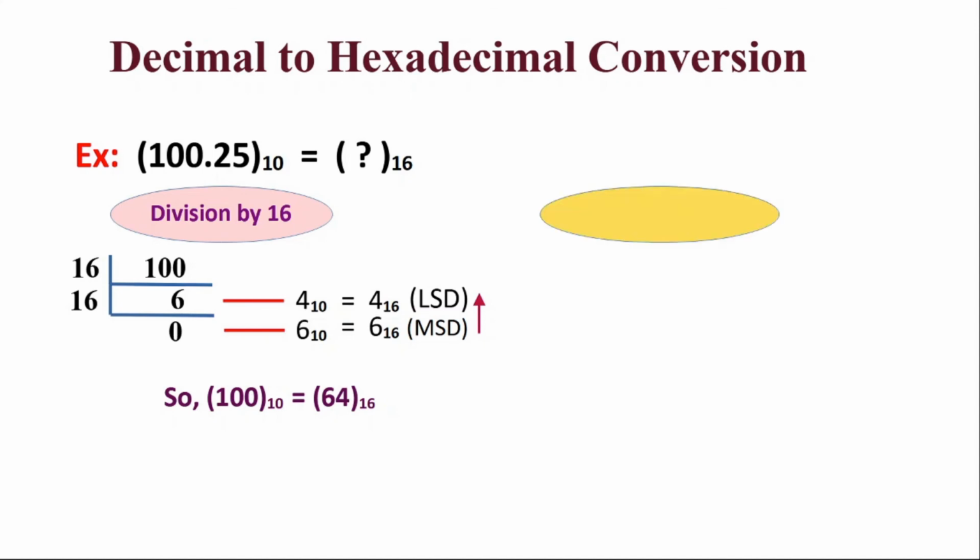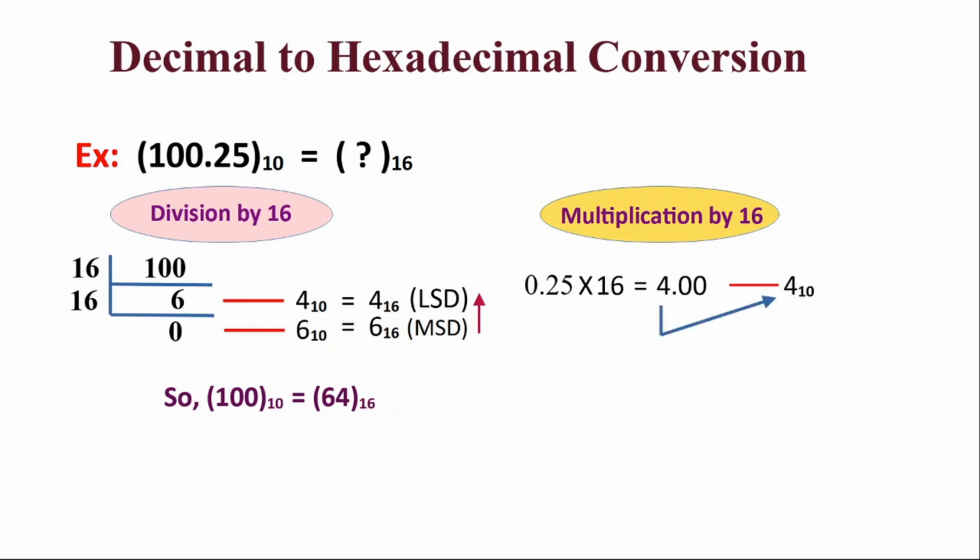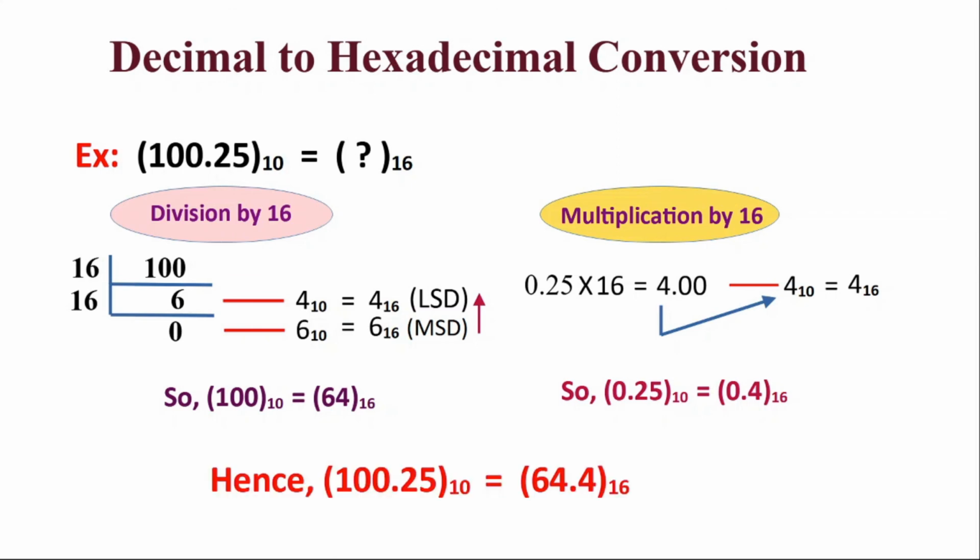Now for fractions, we perform the repeated multiplication by 16. Here, performing the multiplication operation, we get 4.00. This 4 in decimal system is equivalent to 4 in hexadecimal system. So 0.4 is the hexadecimal equivalent of decimal fraction 0.25. Hence 64.4 is the hexadecimal equivalent of decimal number 100.25.